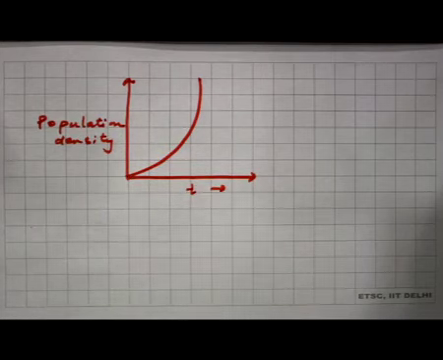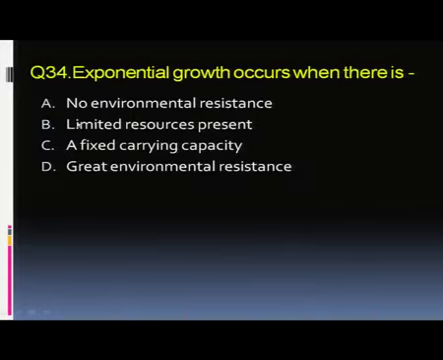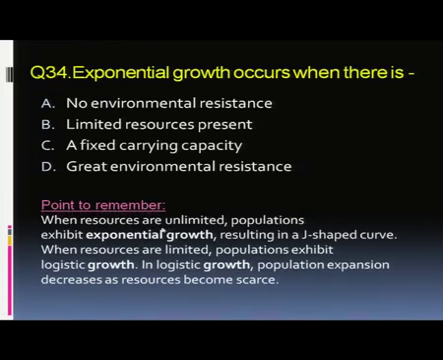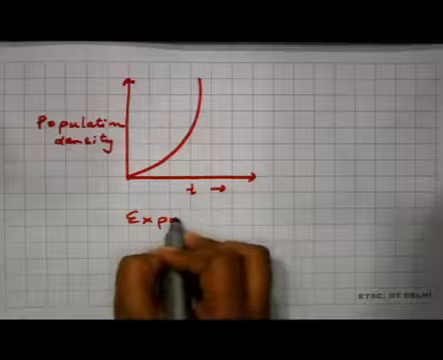And this exponential growth will occur when, which will be the correct option, there is no environmental resistance and there is abundance of natural resources present in the nature. So, when the resources are unlimited, population exhibit exponential growth resulting in a J-shaped curve. When the resources are limited, population exhibit logistic growth. So, this is the exponential growth curve.